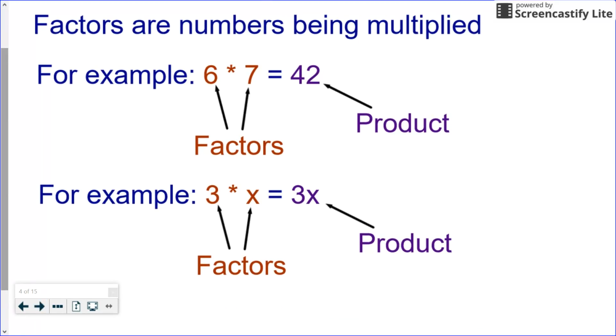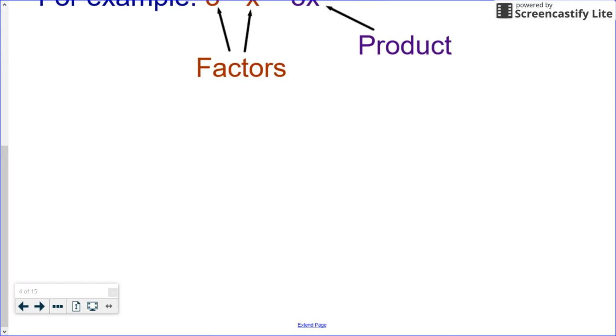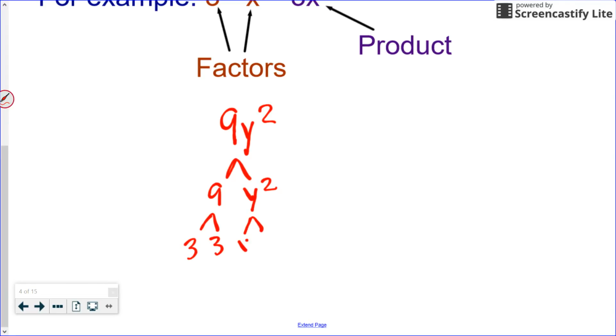All right, so like we talked about today in class, factors are two numbers that multiply together to give you a product. So 6 times 7 would be two factors of 42. We also could do 2 and 21, or 1 and 42, or 3 and 14. When you get some variables in there, say 9y squared, we could break that down into 9 times y squared. 9 is 3 and 3, y squared is y and y. So all my factors for 9y squared would be 3, 3, y, y.